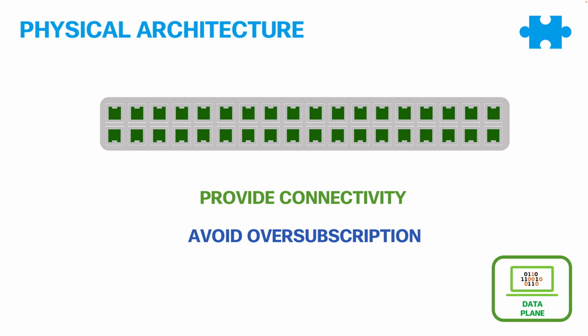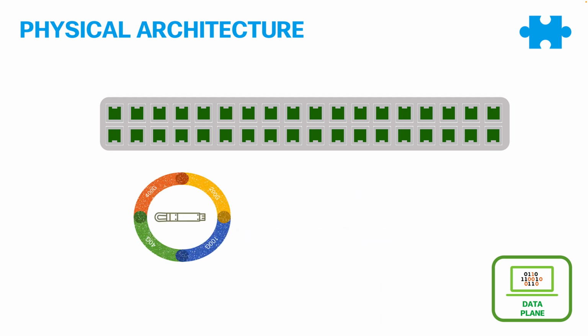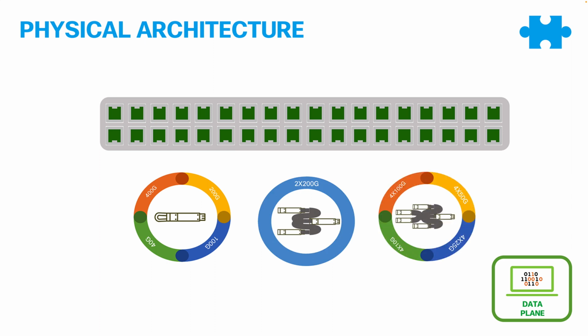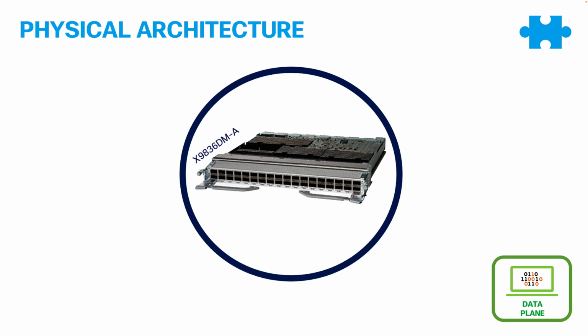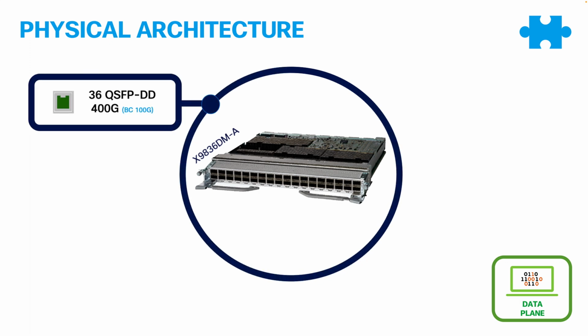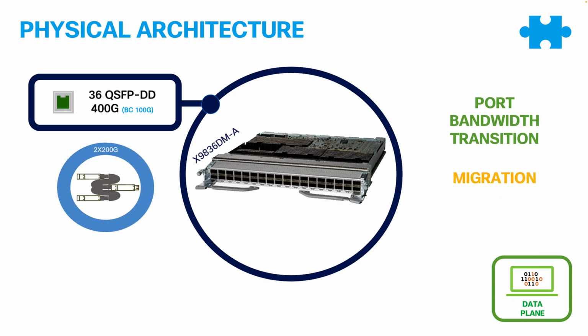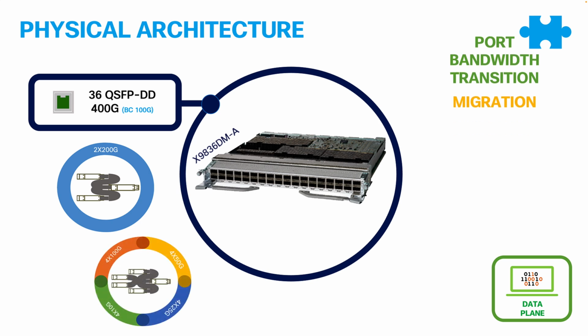The Nexus 9808 switch supports multiple 400G port line cards. For example, the X9836DM-A has 36 QSFP56-DD-based ports with 400G support and backwards compatibility with 100G optics. It is ideal for port speed transition and migration with the ability to connect 2x200G, 4x100G, 4x25G, and 4x10G breakout options through a single 400G port.